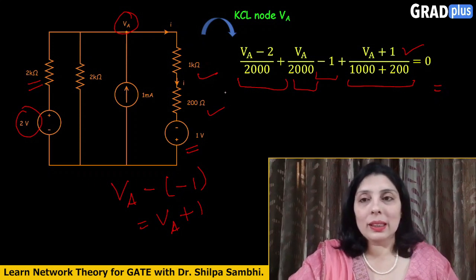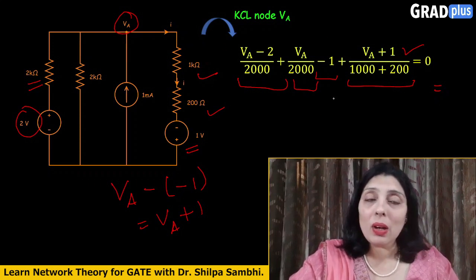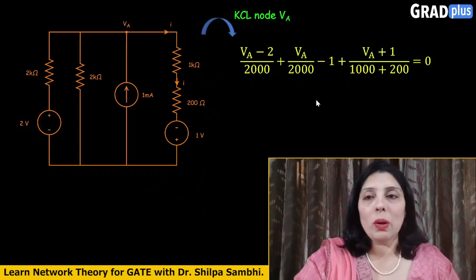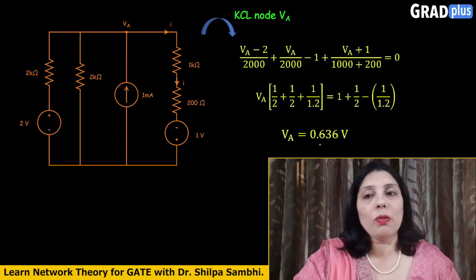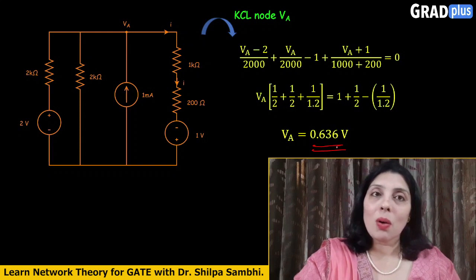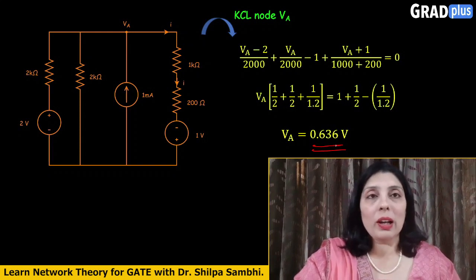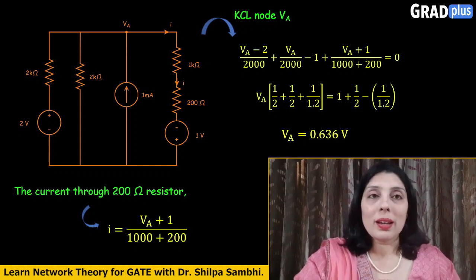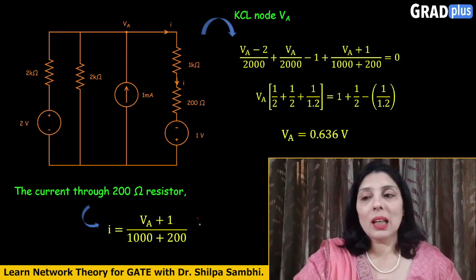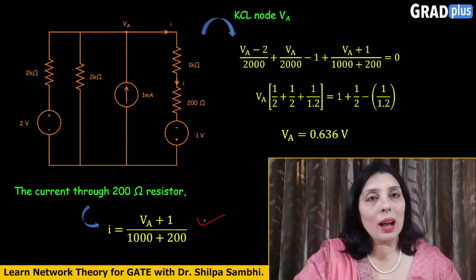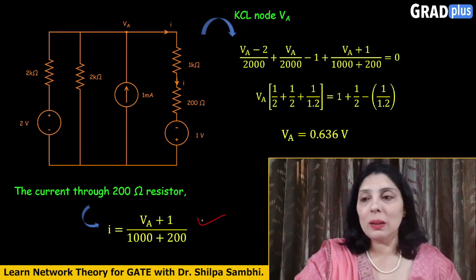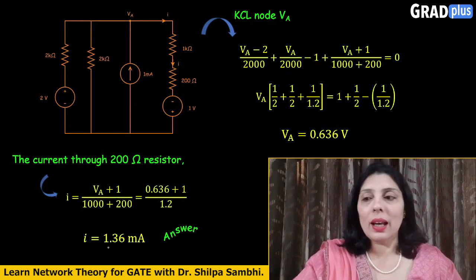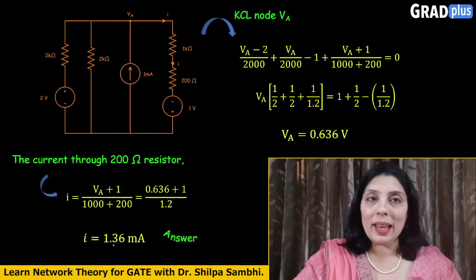Now one important point is there. This is a single equation and we have only one variable, which is VA. So just readjust this equation, manipulate it, and you will be able to get the value for VA as 0.636 volts. Now because we have got the value for VA, can we now calculate the current value through the 200 ohm resistor? Of course we can. And this is how you should be able to get the value for I, which is flowing through the 200 ohm resistor. So simply substitute the value for VA here and you will get the answer as 1.36 milliamperes.